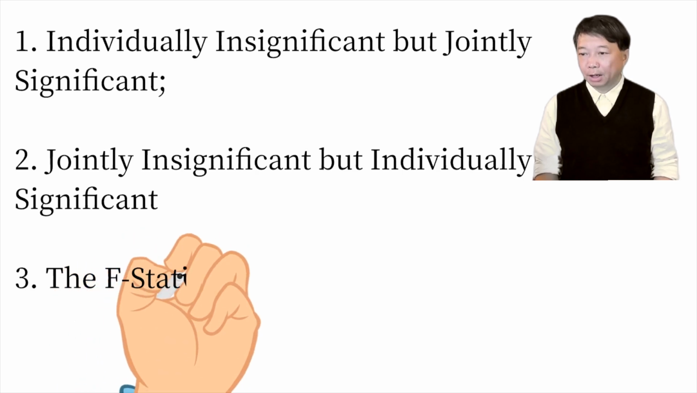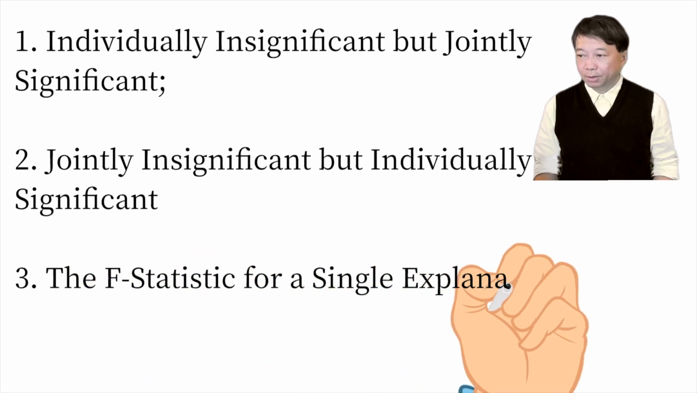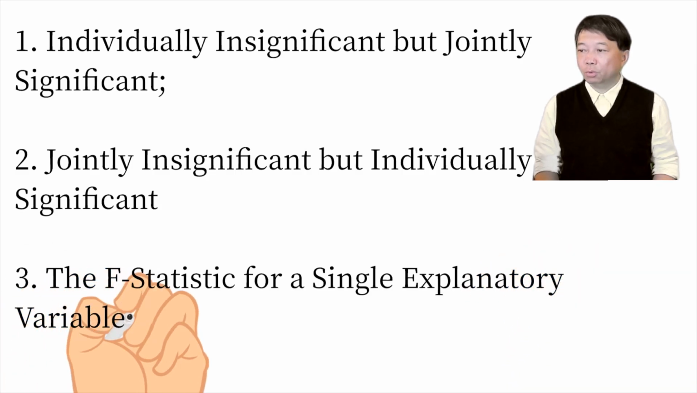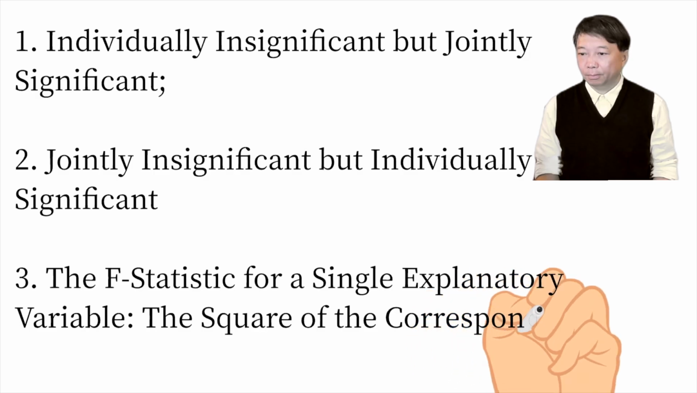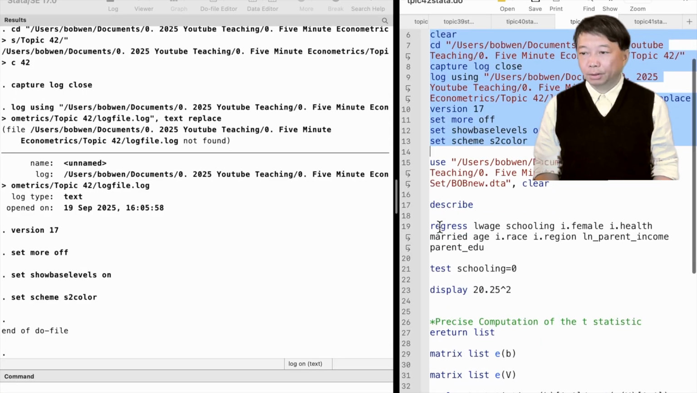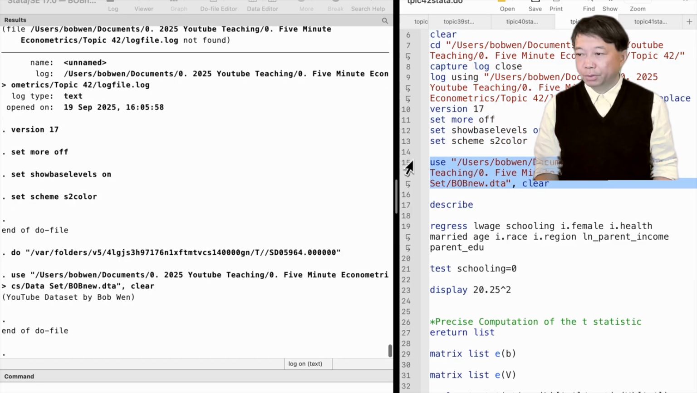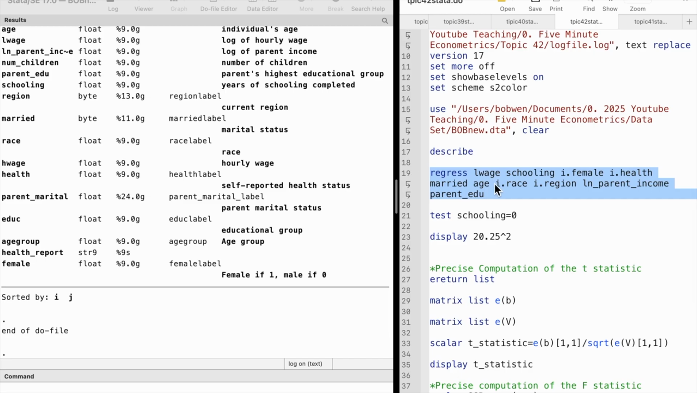We can use the F-test for a single explanatory variable. The F-statistic will be equal to the square of the corresponding t-statistic. For example, this model relates workers' hourly wages to their educational attainments, gender, health status, marital status, age, race, region, and family backgrounds, like their parents' income and education.